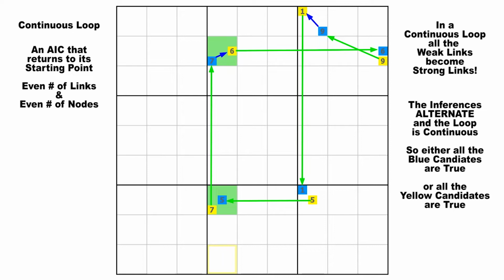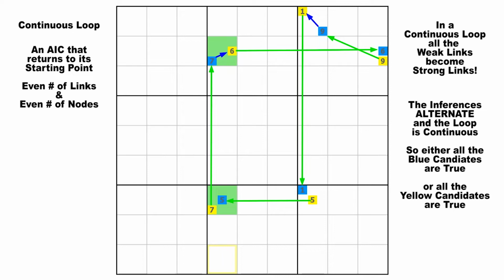This means that any other same-digit candidate that can see both a blue one and a yellow one must be false, because either the blue one or the yellow one must be true. And this is the case for every weak link in the loop. This is why the weak links in a continuous loop become effective, strong links.